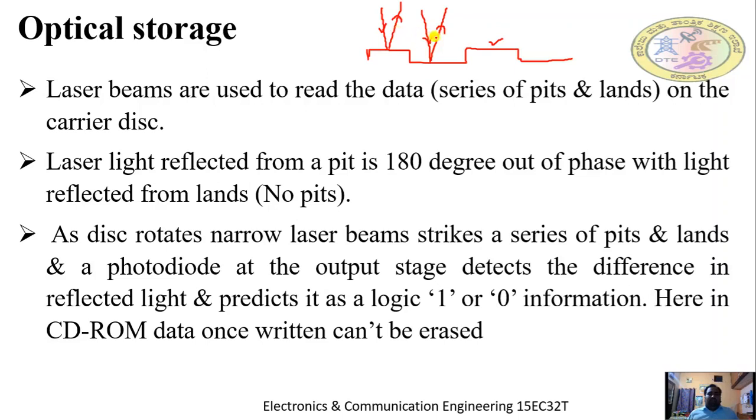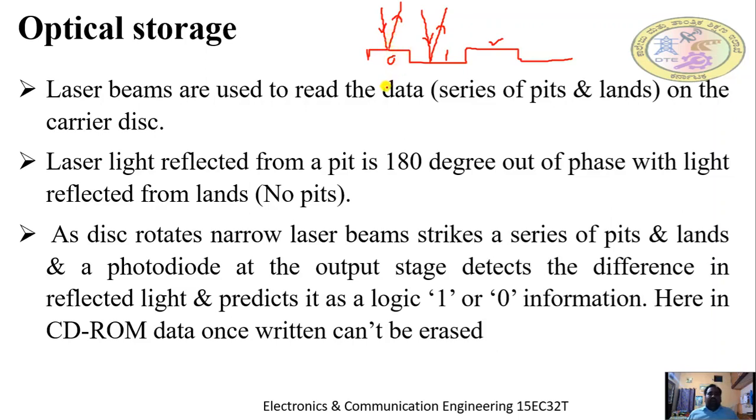So this phase difference itself is identified by the photodiode. That's how it detects whether it is a logic 1 or logic 0. Whenever it wants to store a logic 1, it is going to form a pit or groove on the optical disc. So this indicates a logic 1 and this indicates a logic 0. There is a difference in the reflected light from the pit region and no pit region here, because the laser beam light has to travel an extra distance of lambda by 4. So the reflected light will be 180 degrees out of phase compared with the reflected light from the no pit region or land region.